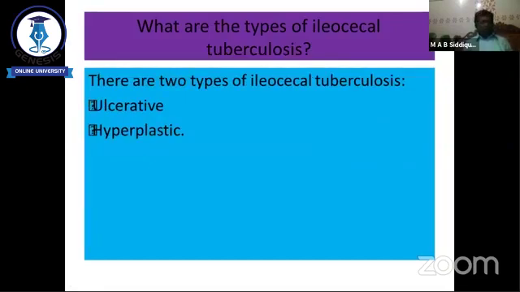What are the types of ileocecal tuberculosis? There are two types of ileocecal tuberculosis. One is ulcerative and the other is hyperplastic. If the body immunity is low, then the tuberculosis develops ulcers in the ileal region. But if the body immunity is high, then it produces the hyperplastic type of tuberculosis. As for complications, in the ulcerative variety perforation is more common, and in the hyperplastic variety intestinal obstruction is more common.